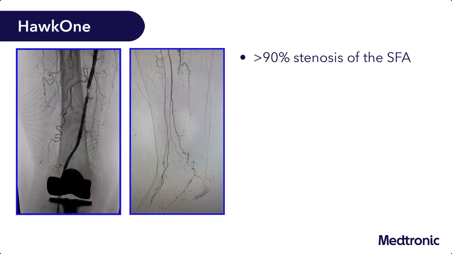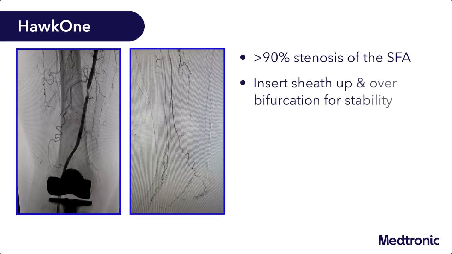I then heparinize the patient. My sheath will go up and over the aortic bifurcation for stability. Again, this is a crucial component for my practice, not only for getting the atherectomy device up and over the aortic bifurcation, but also for traversing any occlusive lesions as well.